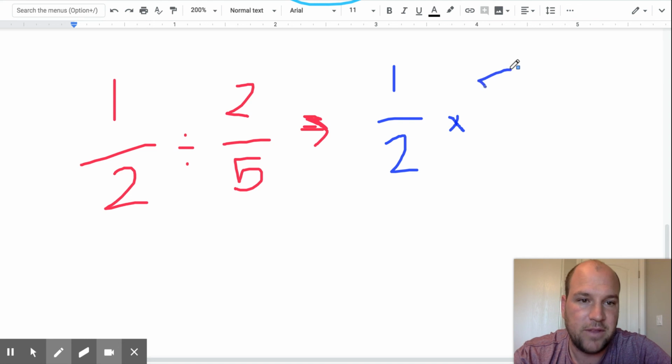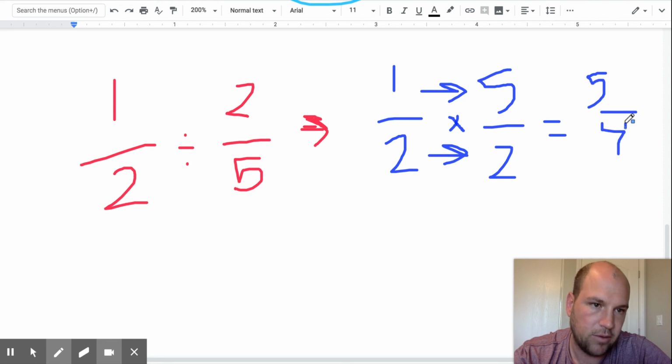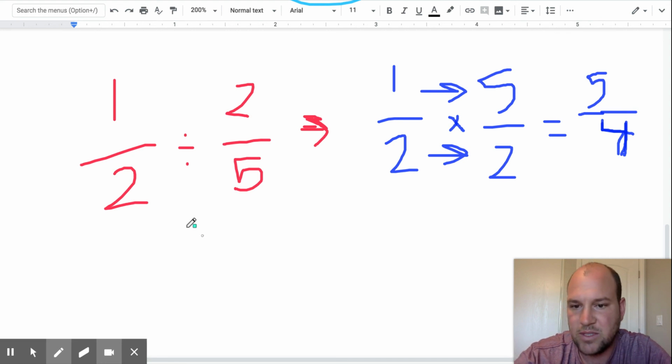Flip it. 2/5 flipped is 5 over 2. Multiply across. Boom. And I got 5 over 4. Oh, my numerator's bigger. 5's bigger than 4. We got to do a little simplifying. That's an improper fraction. We don't want that. We want our denominator always to be bigger. So let's put 5 in the garage.